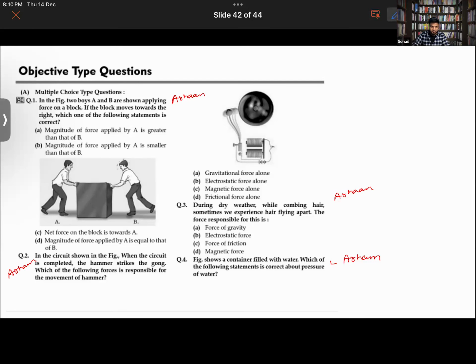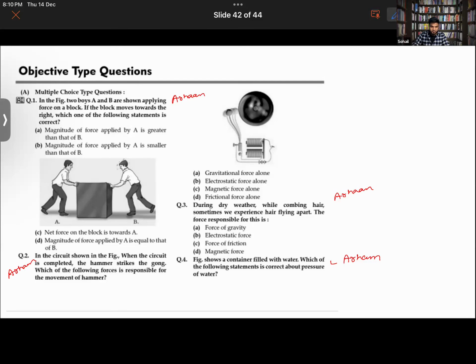Now, Arham, you have to solve question number three. Yeah, Arham, what about you? Sir, it's a frictional force alone. Yes, a frictional force alone.